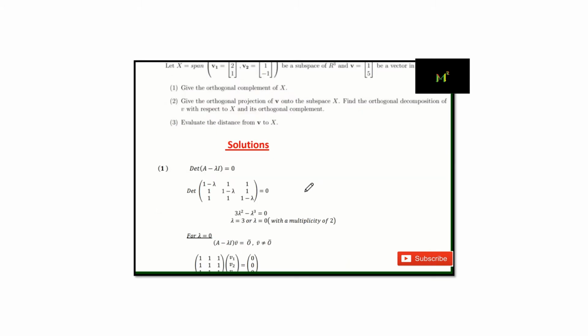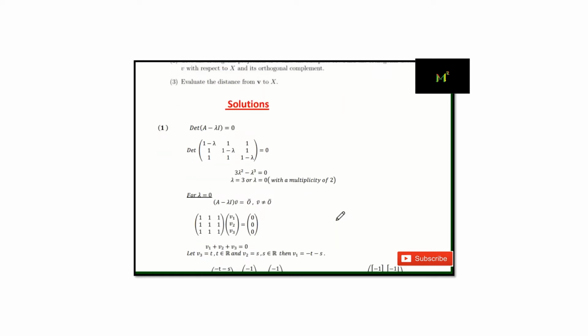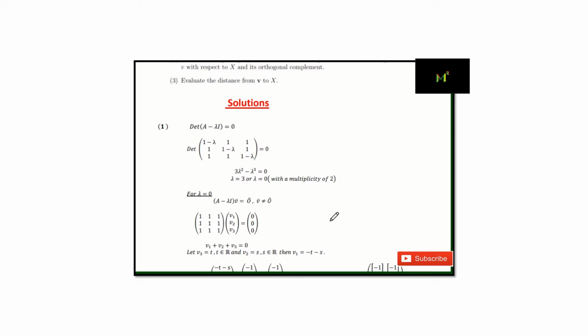The first goal will be to find the eigenvalues of the matrix we're dealing with. In this case, we're dealing with matrix A. If you apply the process of finding eigenvalues, you'll find that your eigenvalues are 3 and 0, which has a multiplicity of 2. Now the second goal will be to find the eigenvectors associated with the eigenvalues.